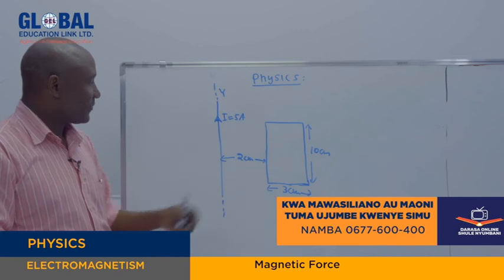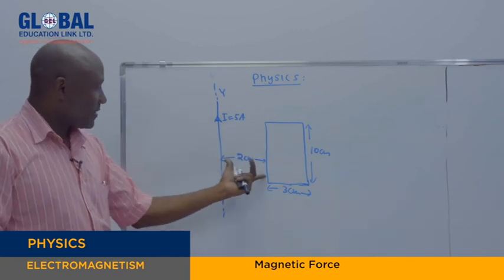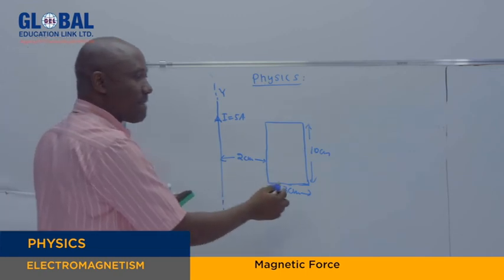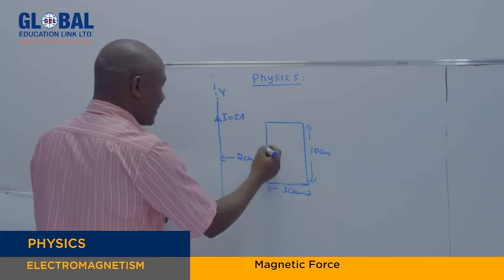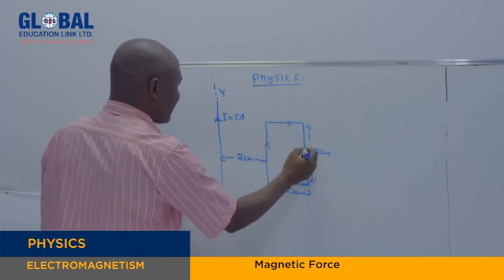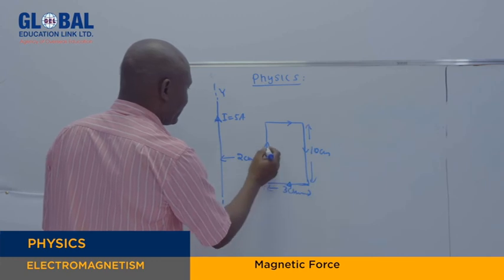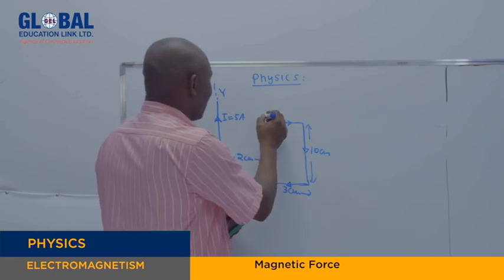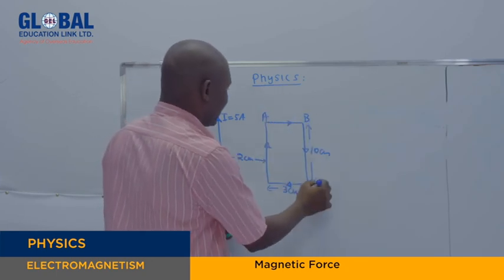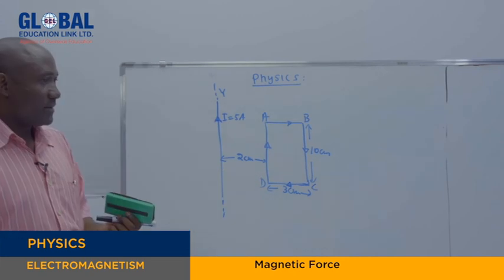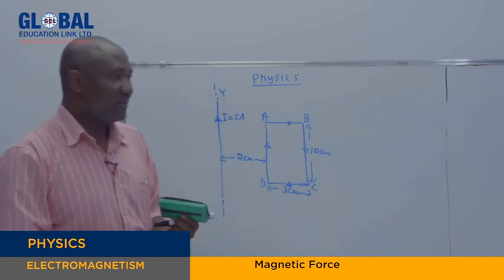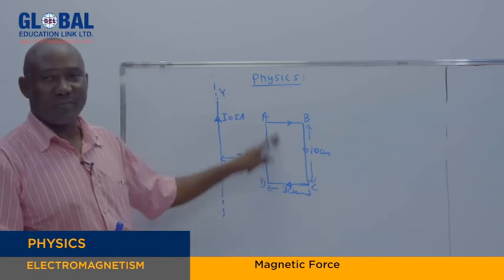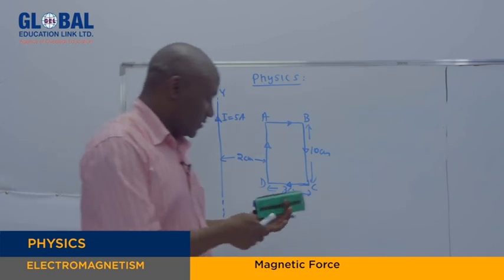So the 2 wires are parallel. But the question says the current in the loop is in the clockwise direction. So it's moving like that. You see? So we are forming a loop A, B, C, D. Now, the question is asking to find the magnitude and direction of the net force acting on this loop. The magnitude.